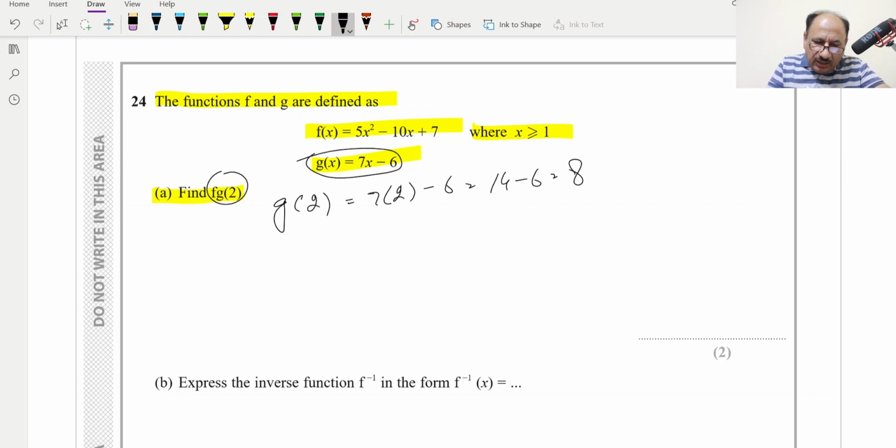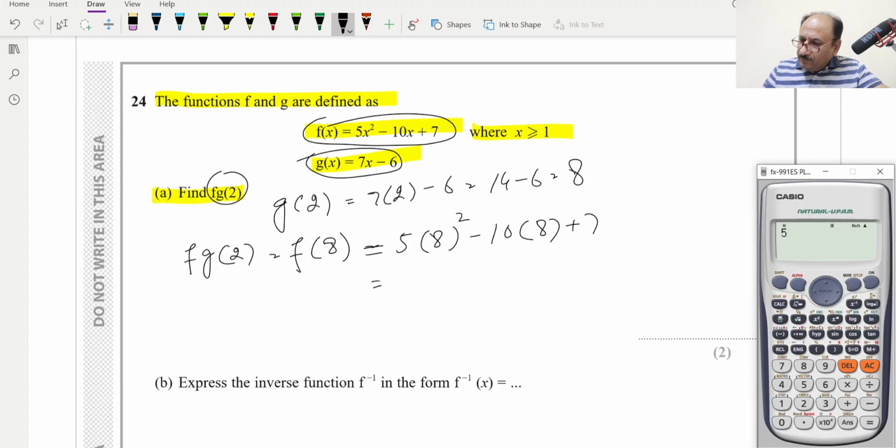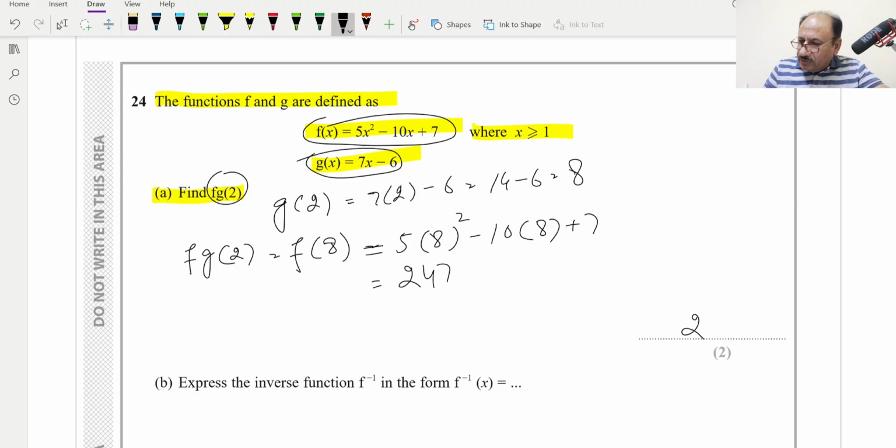So now we have to find f of g of 2, which means f of 8, and for f of 8 we will be replacing in this one. So it will be 5 into 8 squared minus 10 into 8 plus 7, and we can use the calculator for this one. So 5 in brackets 8 squared, minus 10 into 8, plus 7, and this will result in 247, and 247 will be our final answer, 2 marks.